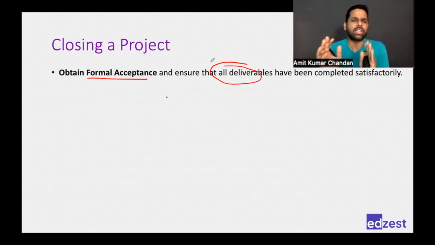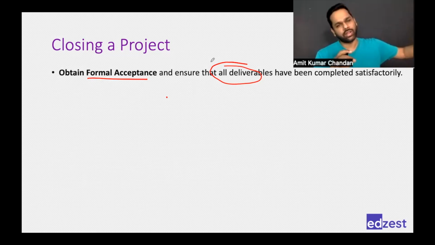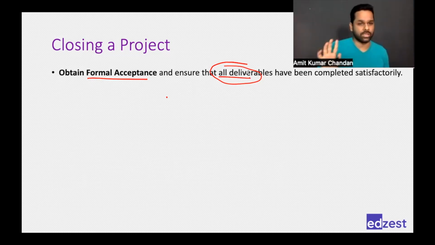There's no question of rejection here. There's only a question of whether all the documents are there or not. Any rejection or acceptance that had to happen has already happened during monitoring and controlling activity. Now we are closing it. So we are closing the entire project, or maybe the entire phase. We are talking about all deliverables at once, so we have to obtain that formal acceptance.